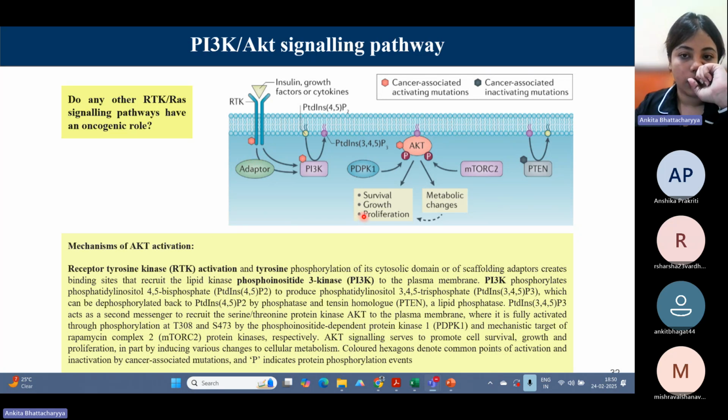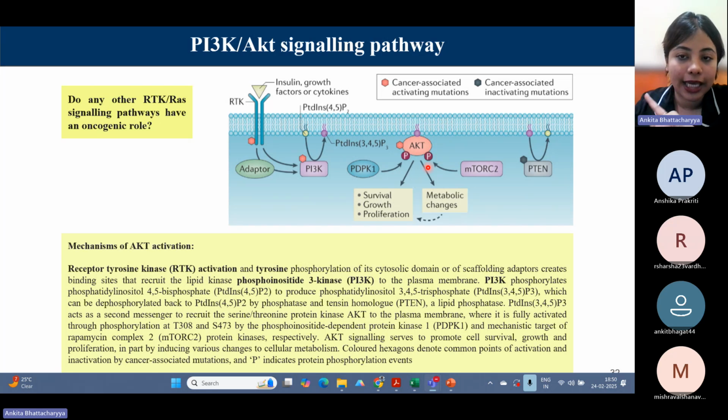Additionally, what PI3K also does is that PIP2 to PIP3 conversion is carried out by PI3 kinase, the enzyme that we are talking about. This acts as a second messenger, and what does it do?